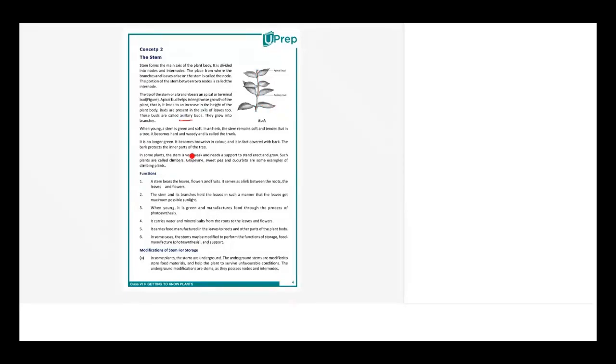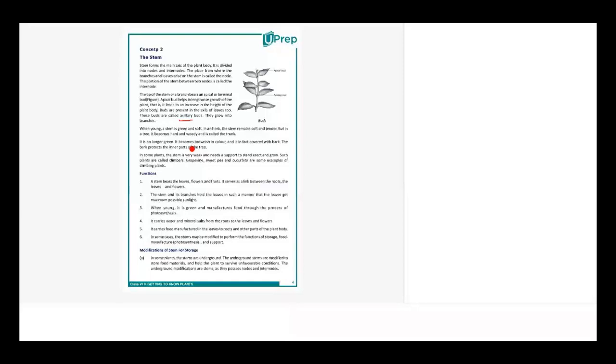What is the tip of the branch? Apical bud, right? Yes, sorry, apical bud. Axillary would be anywhere else apart from the tip. Anywhere else apart from the tip of the branch will be an axillary bud.